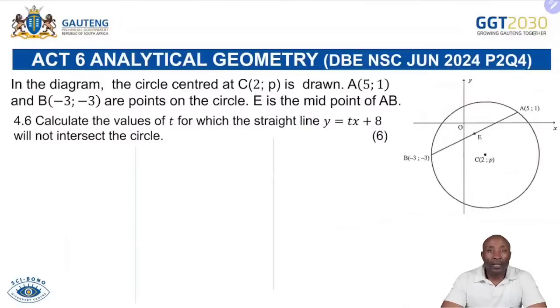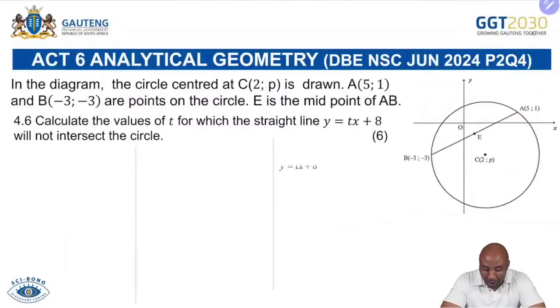4.6, this one I will not give you a chance to answer, but I will discuss it with you in the interest of time so that we are able to cover also trigonometry. We are given the diagram. We are supposed to calculate the values of t, for which the straight line y equals tx plus 8 will not intersect the circle.